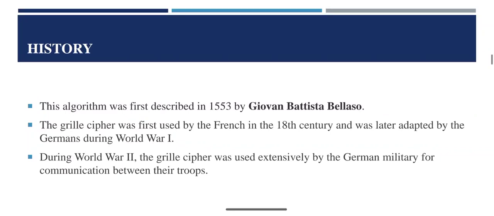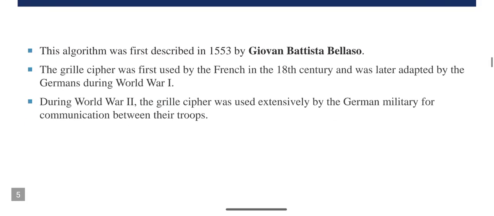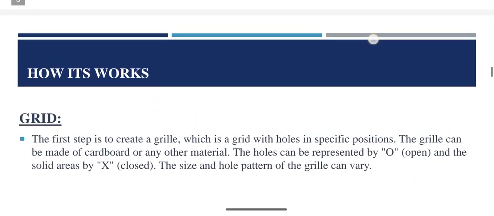History. This algorithm was first described in 1553 by Giovan Battista Bellaso. The GRILLE cipher was first used by the French in the 18th century and was later adapted by the Germans during World War I. During World War II, the GRILLE cipher was used extensively by the German military for communication between the troops.